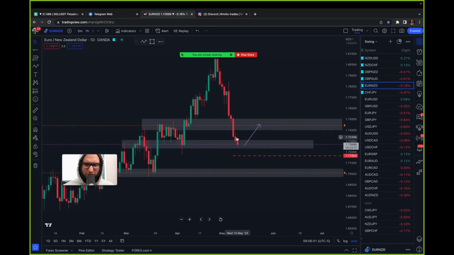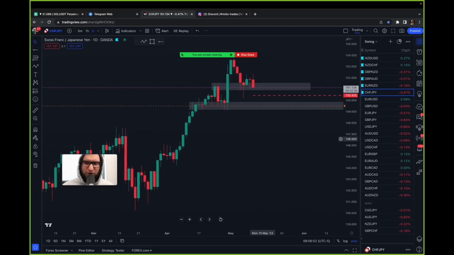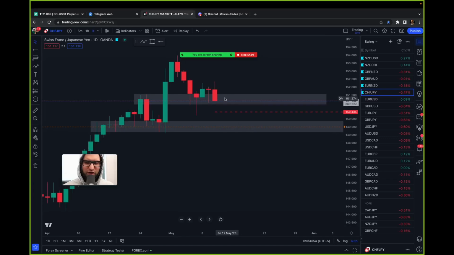Euro New Zealand dollar, I bought here, and if it breaks, I'll get hedged. Hopefully wait for the next zone, close the hedge and profit, add a buy. And if it just bounces up here to the next zone, I'll then close that and profit and then just put a sell.